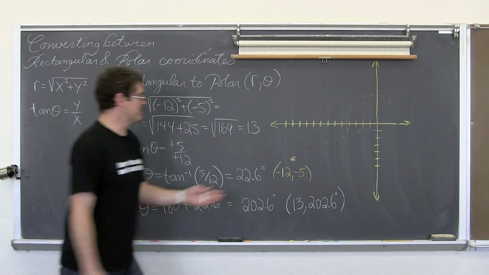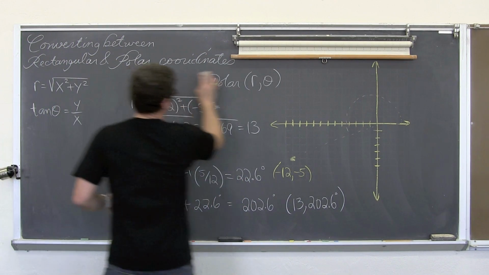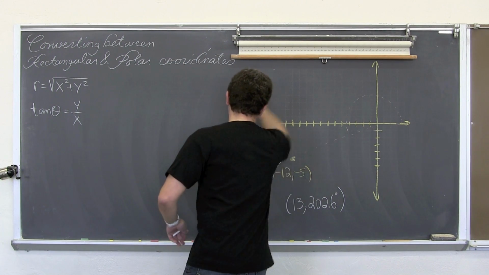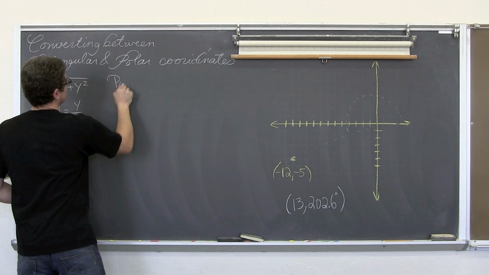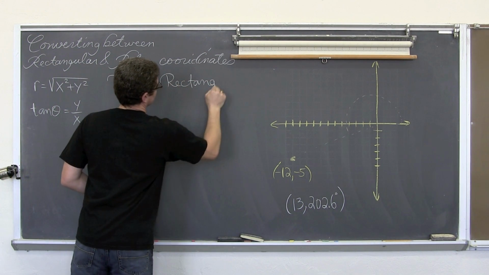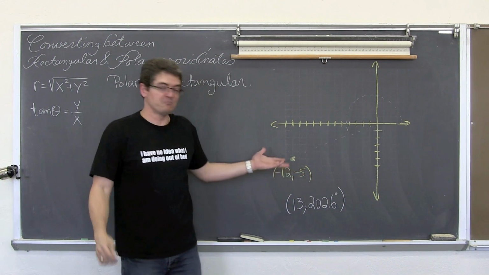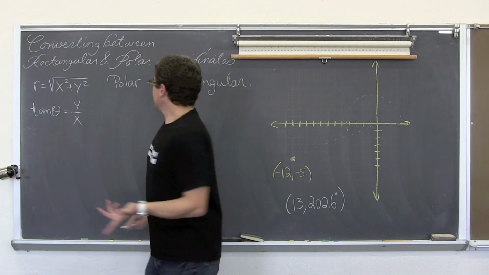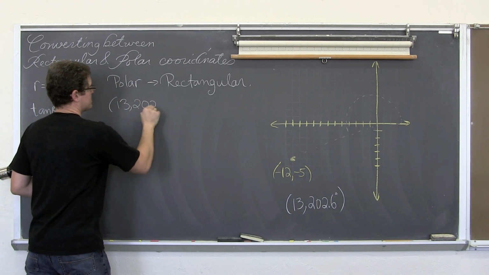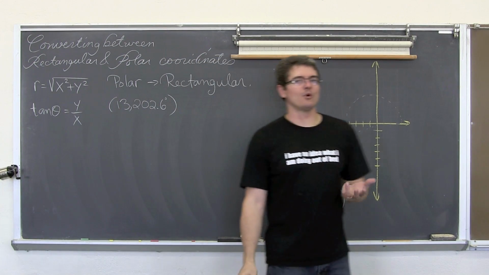All right? Let's do this example in reverse. What if, and we'll call it a day, what if we want to go from polar form to rectangular form? Well, let's just use these same points again. Why not? We know they work. We want to go from 13, 202.6, and we want the rectangular form of that same coordinate.